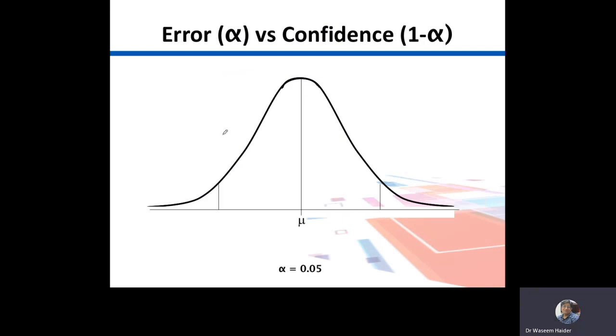In hypothesis testing, we have been using alpha as the probability of type 1 error, and the standard we have been using so far is 0.05. That is the probability of type 1 error. So if the probability of error is 0.05, the probability of having no error is what we call the confidence level. That is 1 minus alpha. So if alpha is 0.05, it should be 0.95.